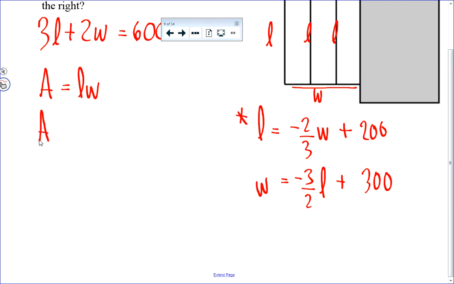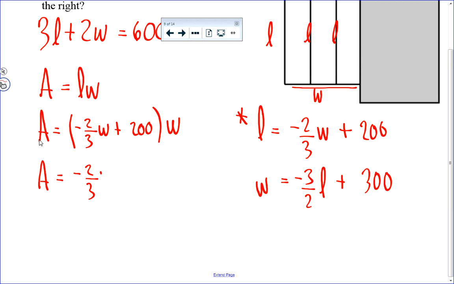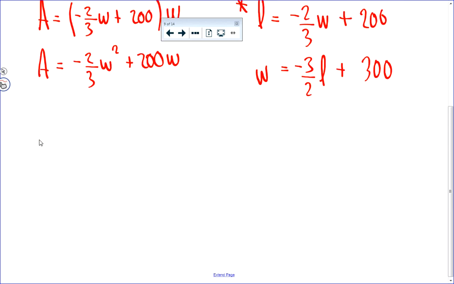My equation then becomes the length, which is negative 2/3 W plus 200, times the width. I'm pretty much ready to go, but before I differentiate, I'm going to multiply that W through to get negative 2/3 W squared plus 200W. Then I can differentiate everything with respect to W.